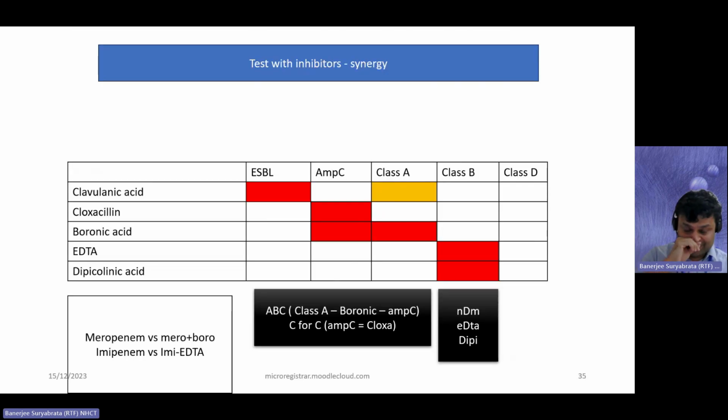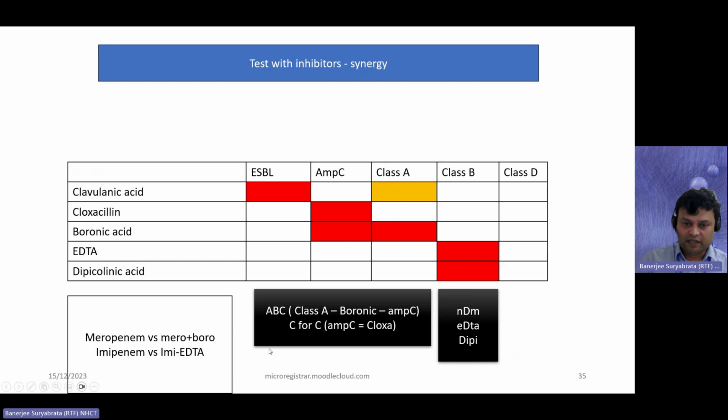The last but not least important is inhibitors. So they are often given, and it is important information that you have to use again. Clavulanic acid you already know inhibits ESBL and may inhibit class A. Cloxacillin inhibits MC, and boronic acid inhibits MC and also class A. And EDTA inhibits class B, and dipicolinic acid inhibits class B. This is important to remember. So make your own mnemonics.